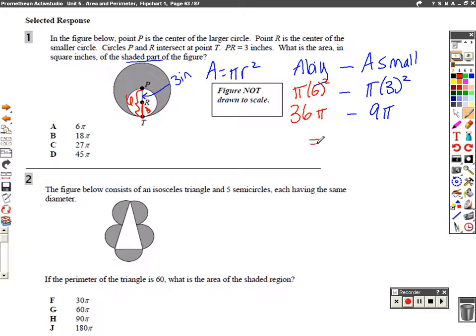So what's 36 pi minus 9 pi? That's going to be 36 minus 9, which is actually 27 pi. Option C.